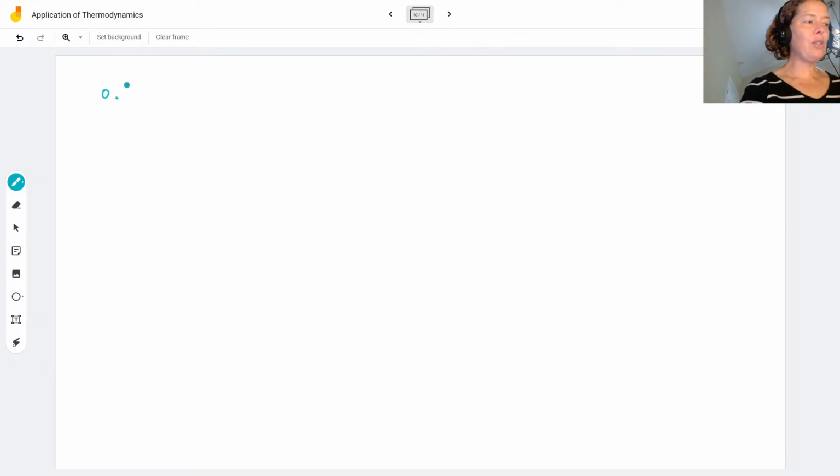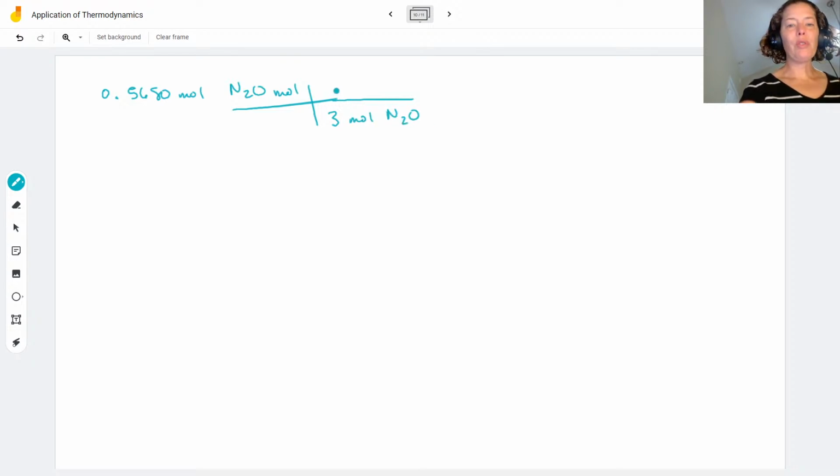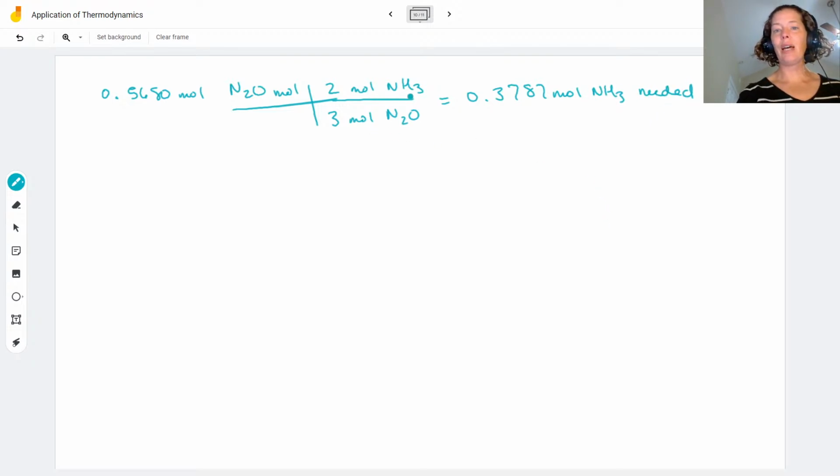Okay, so if I'm going to use all of my moles of dinitrogen monoxide, how many moles of ammonia do I need? So I'm just doing a mole to mole ratio here from dinitrogen monoxide to ammonia. And this tells me that I need 0.3787 moles of ammonia. That's how much is needed to react all of my dinitrogen monoxide.